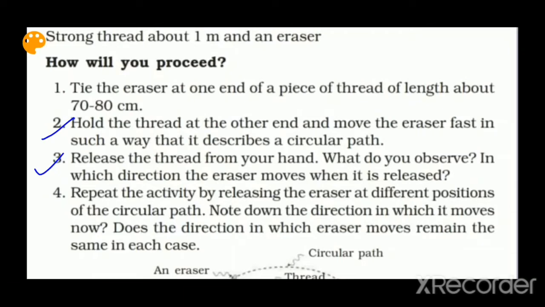You all might have done this activity several times while playing. So what do you observe when you release the thread from your hand? Now repeat the activity by releasing the eraser at different positions of the circular path and note down the direction in which it moves now. Does the direction in which the eraser moves remain the same in each case?